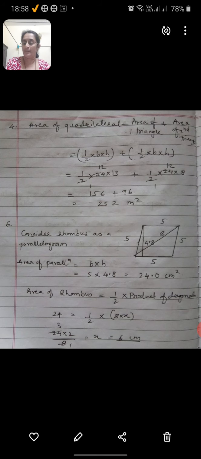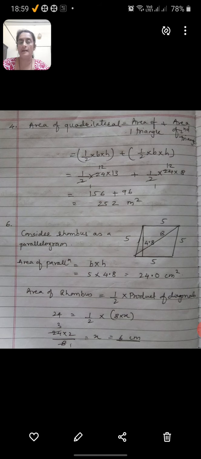It is a quadrilateral, and it is divided into 2 different triangles, and the base line is 20. The triangle's base is 24, and the height of one triangle is 13 meters and the other is 8 meters. So if you add these 2 triangles' areas, you will get the area of this trapezium. Sorry, it's not a trapezium, it's a quadrilateral. So the area of the quadrilateral is the area of the first triangle plus the area of the second triangle.